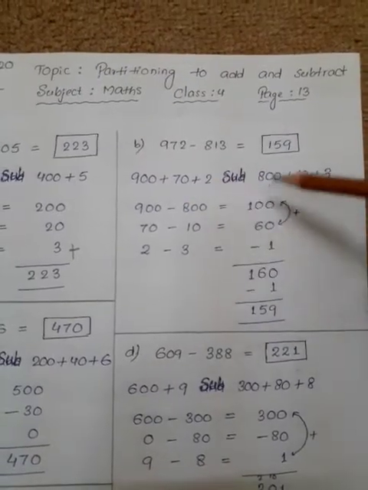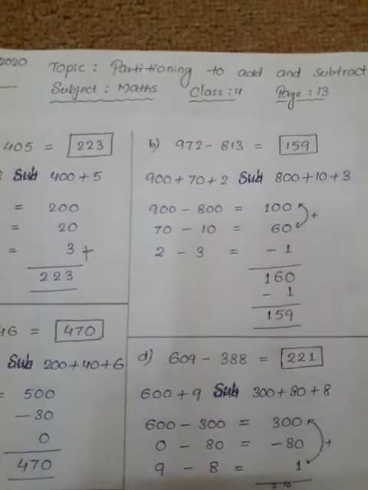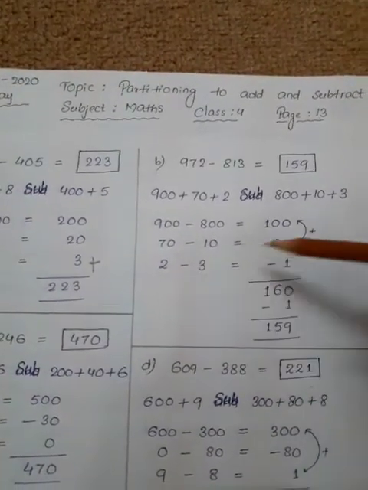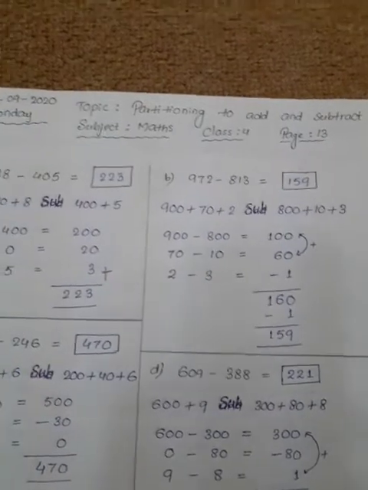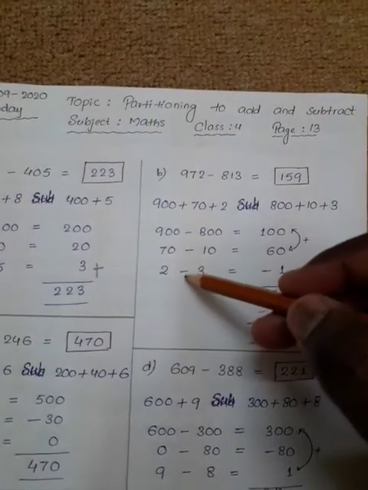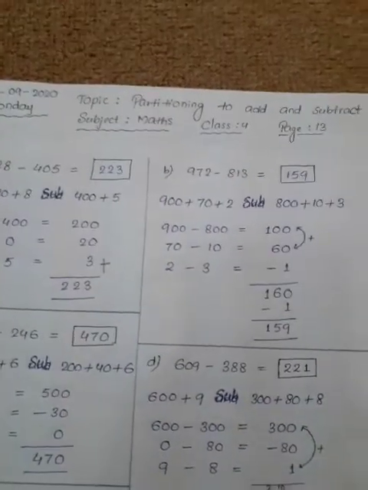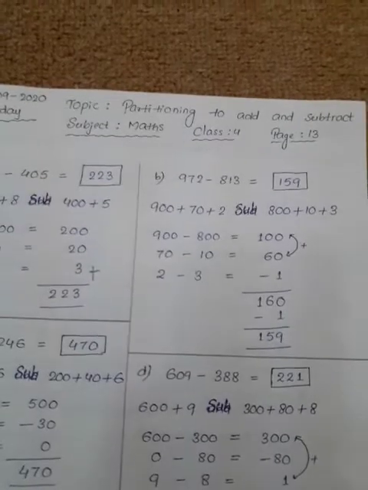So 900 minus 800 is 100. 70 minus 10 is 60. So now 2 minus 3. Now what? Small number minus big number. So answer is what? Subtract normally. 3 minus 2, what? You know that 1. So write it 1. But you have to use the symbol minus. Why? Because the bigger number is 3. Before the bigger number there is a minus symbol. So write it minus 1. Okay. Simple. Remember, whenever small number minus big number, the answer should be minus.